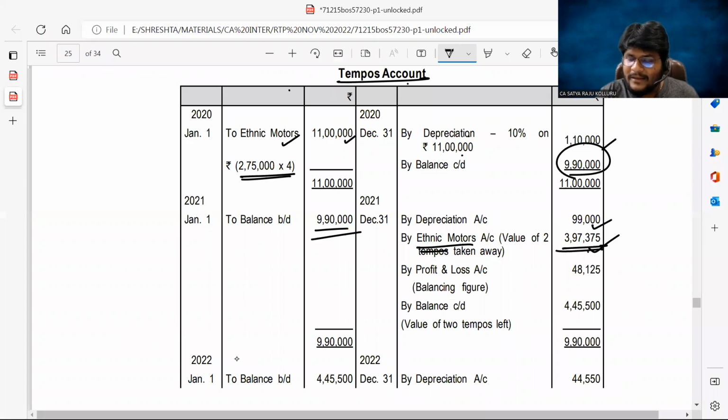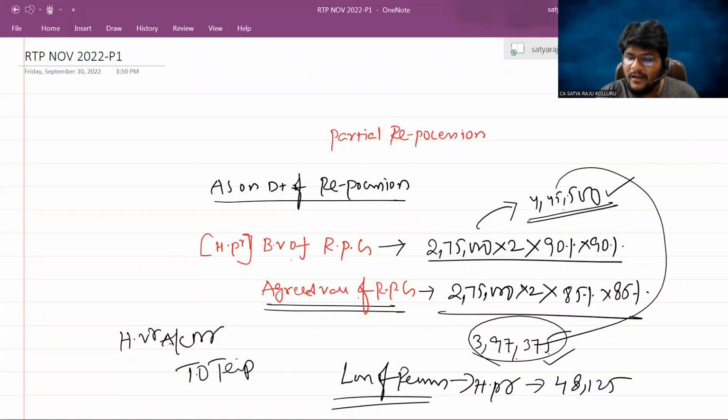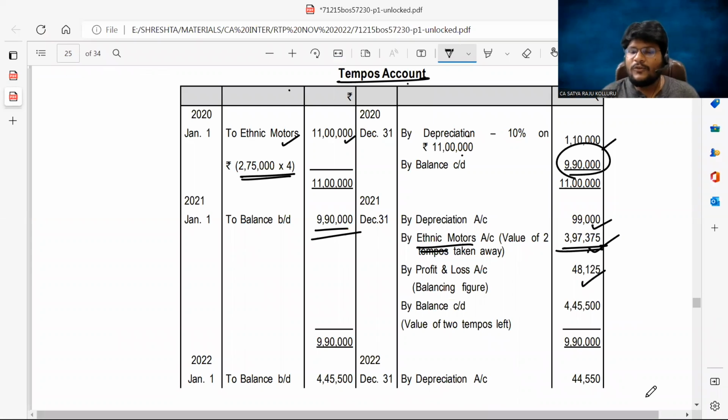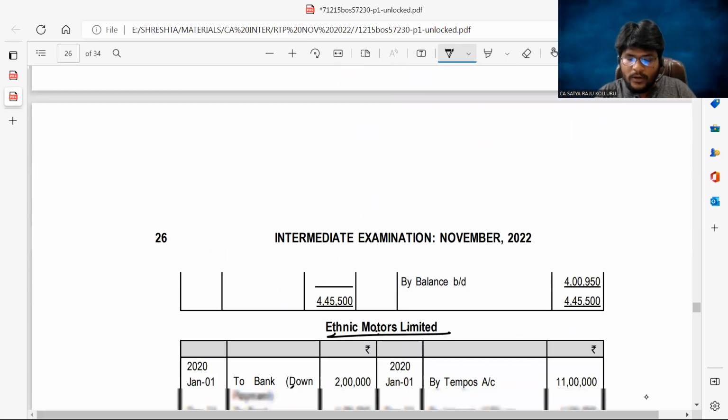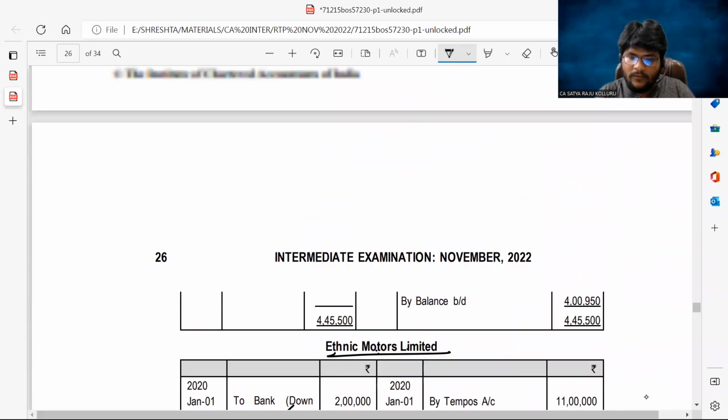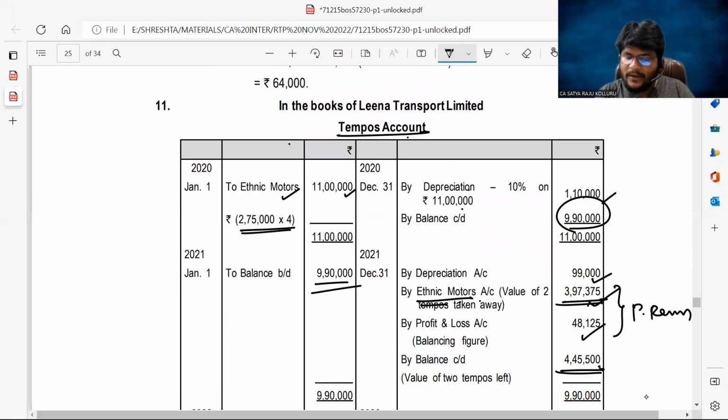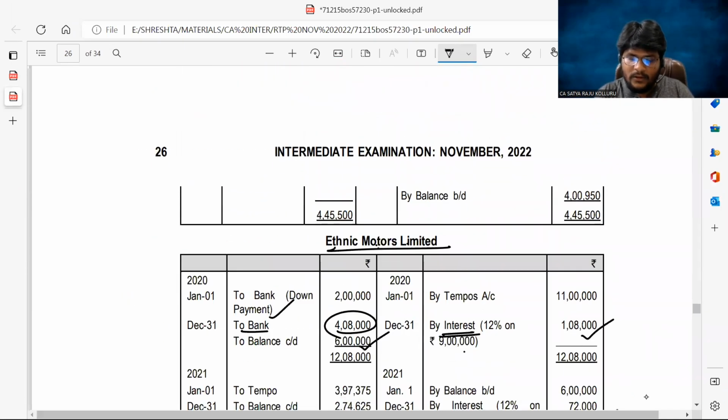Now, after passing this, you need to recognize profit or loss as well. The difference, how much loss due to such repossession, due to such sale? 48,125. You made that one also. This is the accounting treatment for partial repossession. The remaining balance of two Tempos was 4,45,500. You need to carry forward here. The simultaneous postings you also need to give in Ethnic Motors. There are two Tempos in Ethnic Motors. If it is in Tempos, buy Ethnic Motors, then in Ethnic Motors two Tempos.